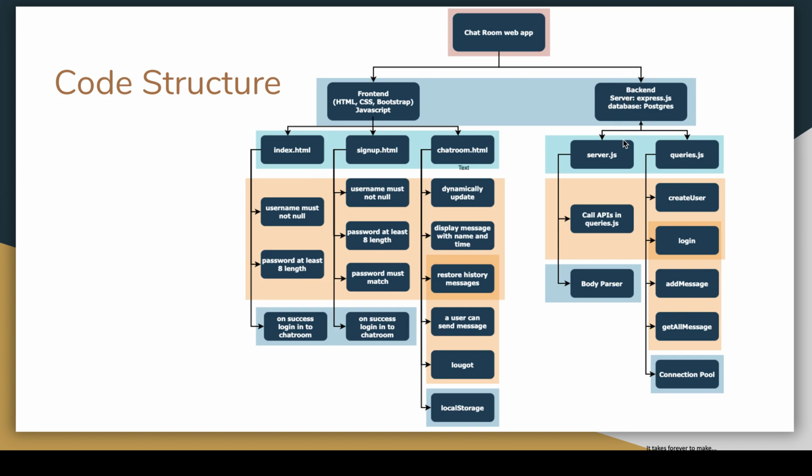For my backend, it has server and queries. For queries, I achieve 4 functions: create a user, login, add message, and get all messages. Those 4 functions will be called in server.js, and it will have interactions with my backend database. I use Postgres in this case.